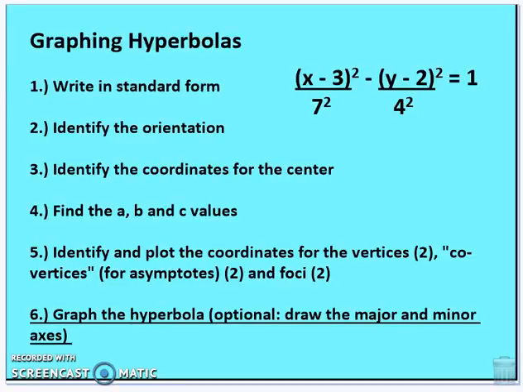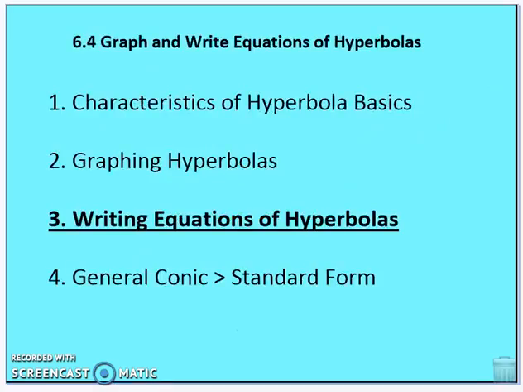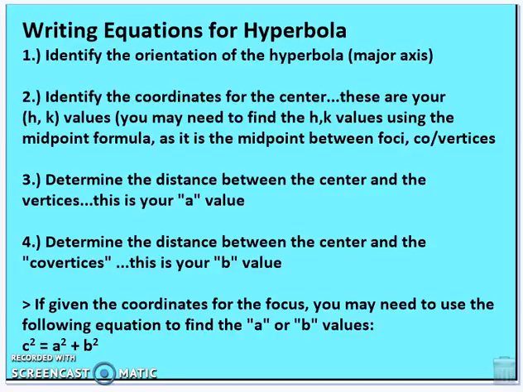All right, and then we're going to graph the hyperbola, using the asymptotes and the foci and the vertices. All right, so there's our graphed hyperbola. Okay, so the next thing that we're going to do is write an equation of a hyperbola, given some information. There are a lot of words here that you can copy down if you want. I'm going to move forward after I pause for a moment.